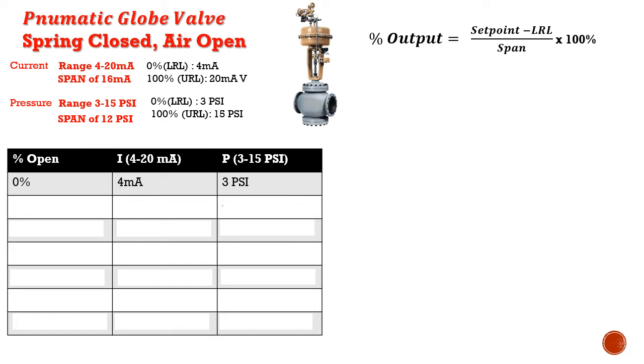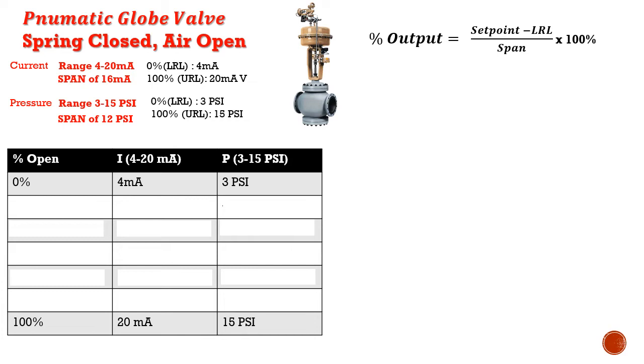So at 0% open, we are at our lower range limits, which is 4 milliamps or less, meaning the valve is closed or off, or 0%. And that correlates to 3 psi. On the opposite end of the spectrum, at 100%, our current upper range limit is 20 milliamps, and for our pressure, it's 15 psi. So all of our values have to fall between our upper and lower range limits.